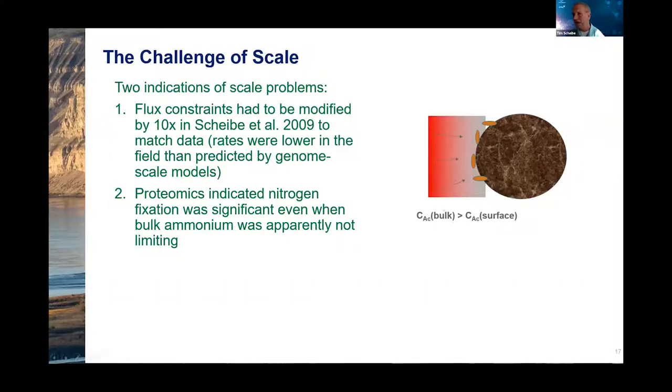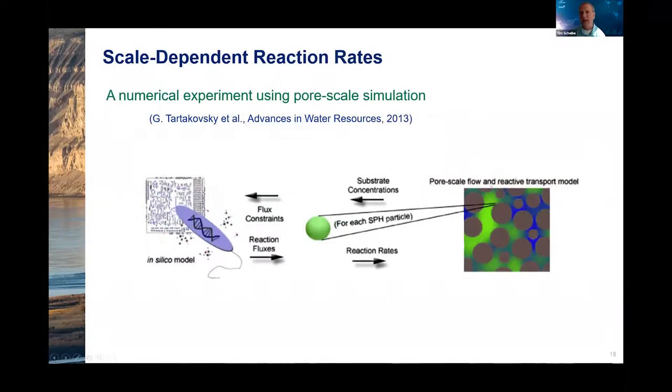We could actually have ammonium depletion in areas where if we took a measurement from a well, we would see ammonium in the water, but the microbes themselves may not be feeling or observing that ammonium, and therefore they're turning to nitrogen fixation. And so to look at this scale dependency, we did a numerical experiment using pore scale simulation. And this is work by Gazelle Tartakovsky et al., published in 2013.